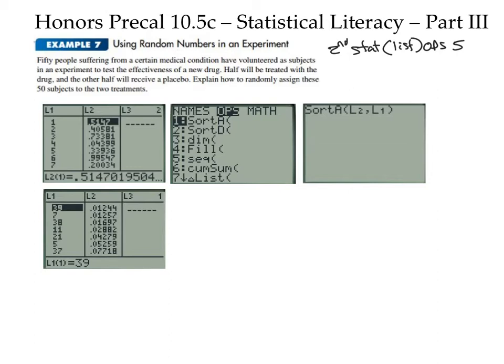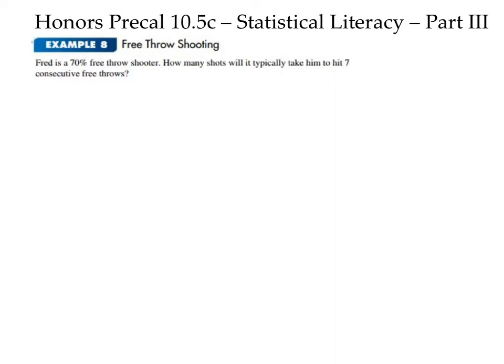So for the next question, how can we use a calculator to simulate probabilities and assess statistical significance? So here's the problem. Let's assume that Fred is a 70% free throw shooter. 70% chance on any particular shot that Fred will make it. He doesn't get tired, he doesn't get better, he doesn't get worse. So how many shots would it typically take him to hit 7 consecutive free throws in a row?